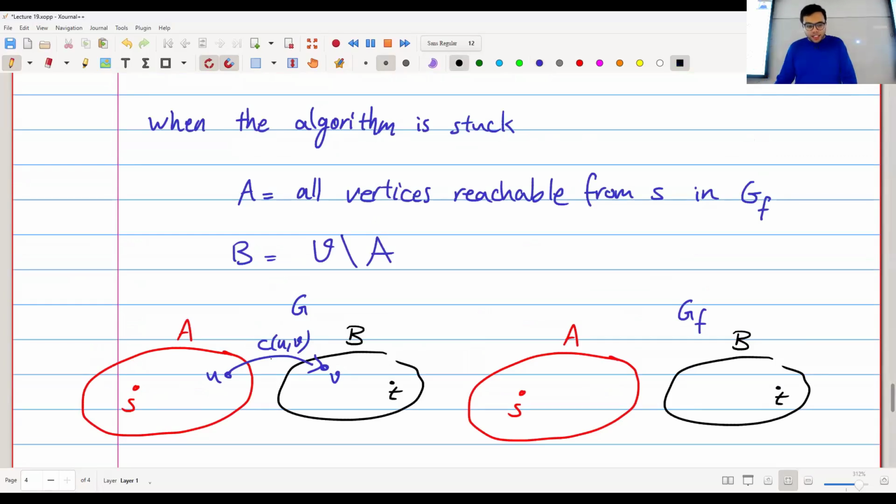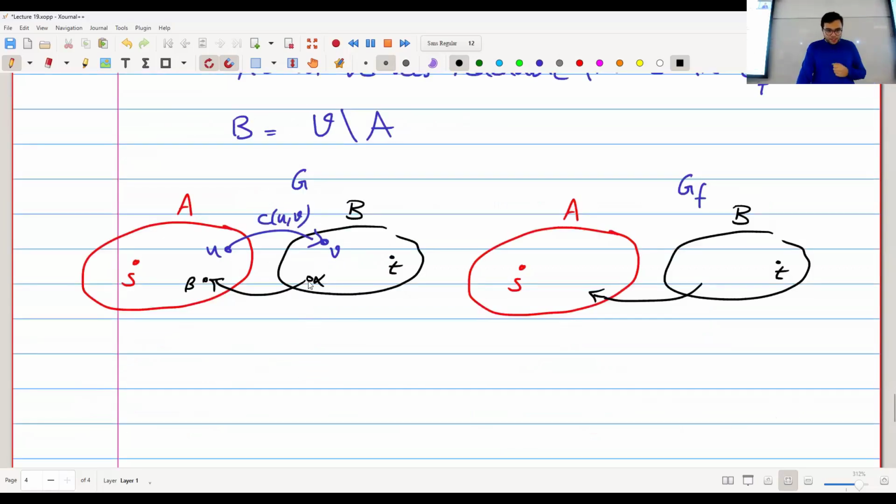fine. But can I have something like this? Can I have an edge that goes from this side to the other side? So let's call this, I don't know, alpha and beta. I'm really bad at naming. I can have this here as well, right? But the problem is, would I send anything here? Why not?